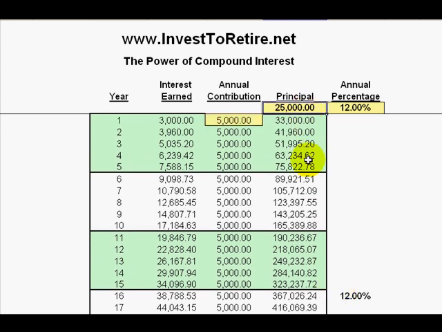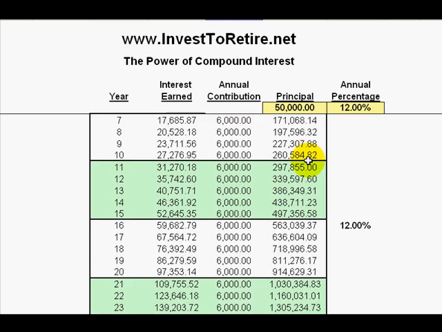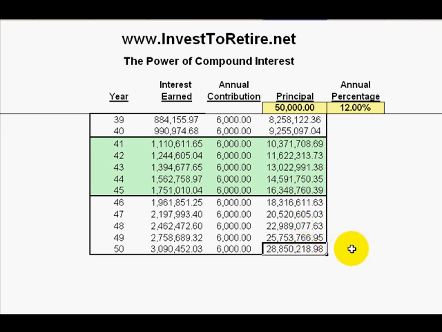So if you're 20 years old, let's say, and you inherited a big $50,000 payday, could be from an uncle, favorite uncle, whatever. Again, we're going to keep it at 12% interest and contribute $6,000 each year, which, by the way, is only $500 per month. Let's get right to the bottom and see where we're at. Wow, $29 million. Simply amazing, right?